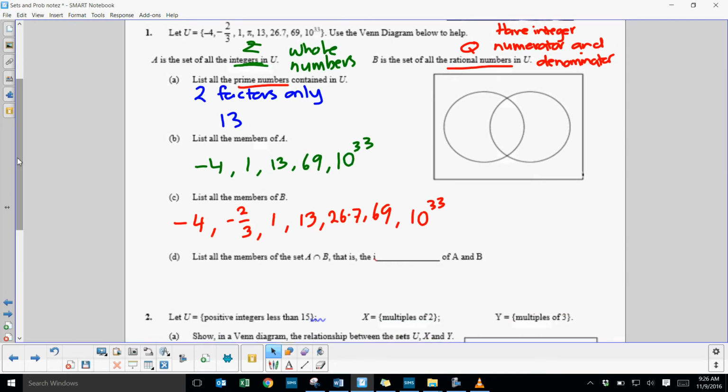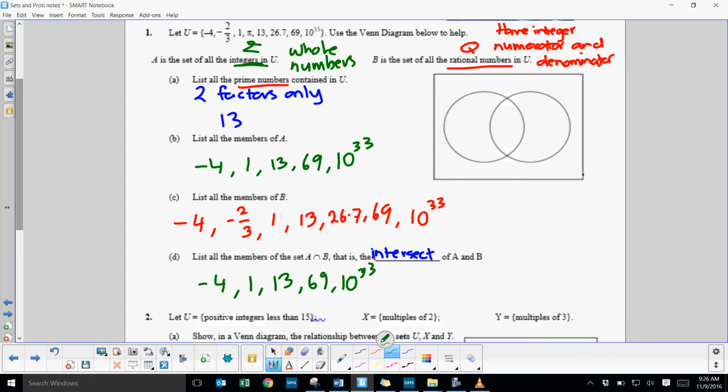Last of all, question D, list all the members of the set A intersect B. That is the intersect of A and B. So by the intersect we mean this section here. So you've got to try to decide which numbers appear in both A and B. So they have to appear in both sets. And you might have noticed that it happens to be all the green numbers, all the integers appear in both sets. So -4, you can basically list the numbers you had in question B, 1, 13, 69 and 10 to the 33. So we've listed all the intersect there.